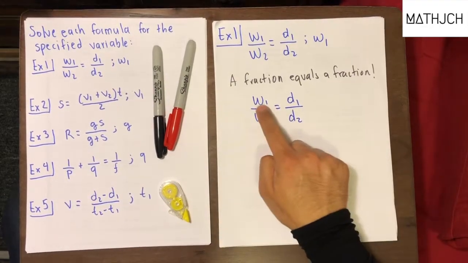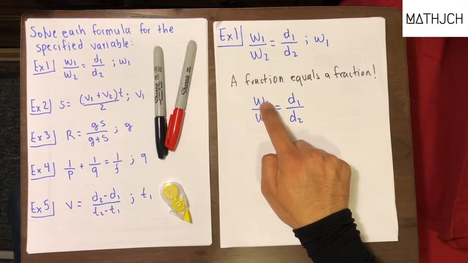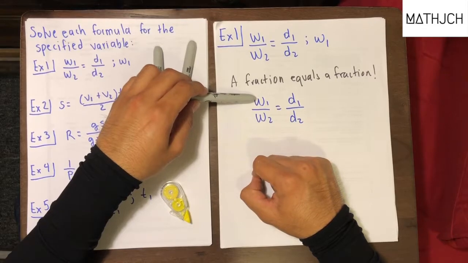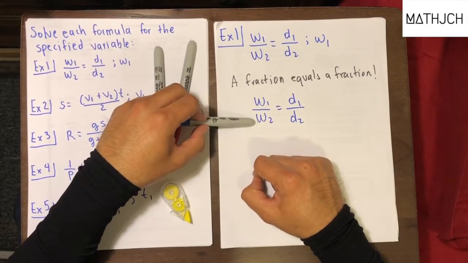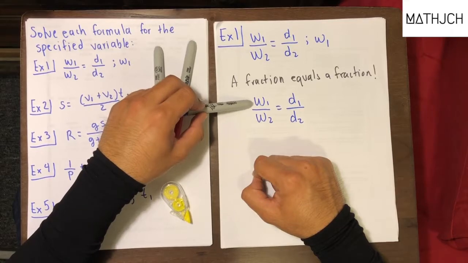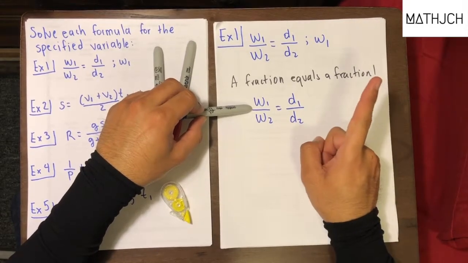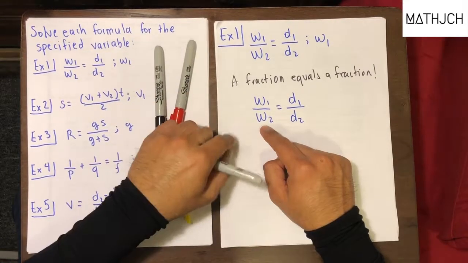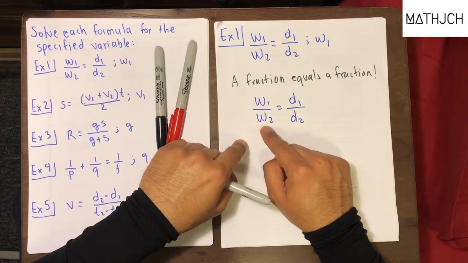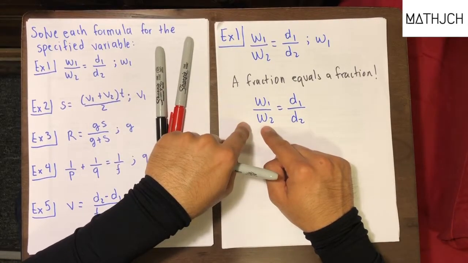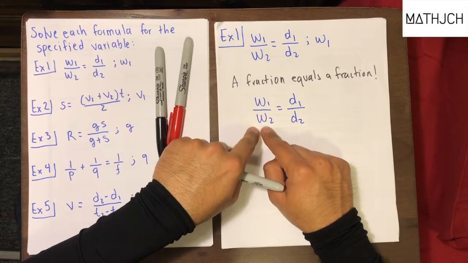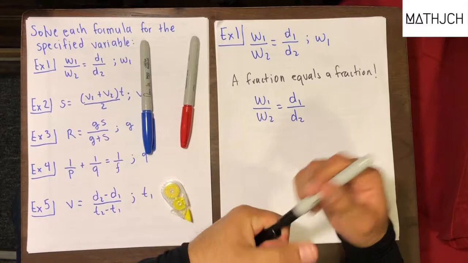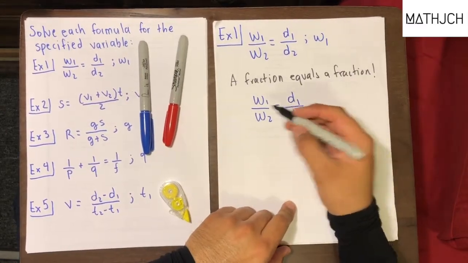So solving for W1, that means that we have to leave this W1 by itself. Therefore, we have to get rid of this W2 that is dividing W1. Remember, in order to get rid of something, we have to do the opposite. For this case, this W2 is dividing W1. So to get rid of this W2, since we have fraction equals a fraction, we could do the opposite, which is multiplication.